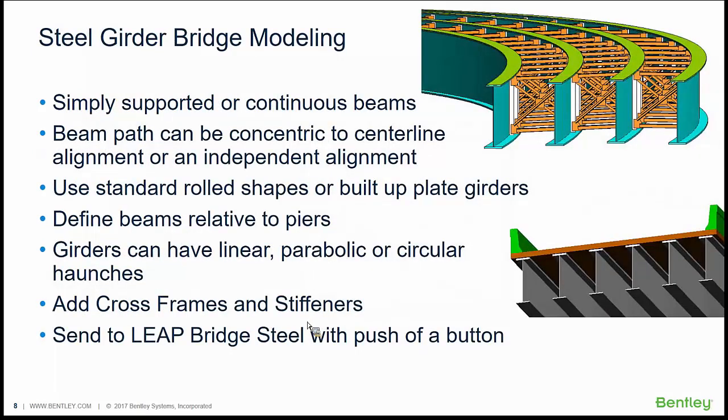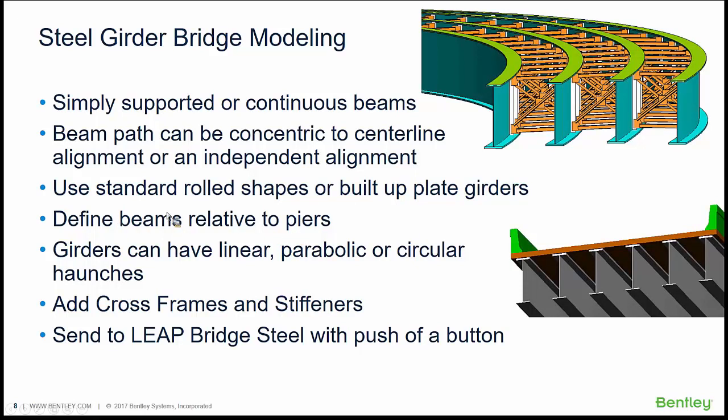So if we look at it from a steel girder bridge modeling point of view, within OpenBridge Modeler, we can do simply supported or continuous beams. The beam paths can be concentric to the alignment. They can be completely independent of the alignment, and that's on a beam by beam basis. Each one could be totally independent. Standard rolled shapes and built-up plate girders are all there.